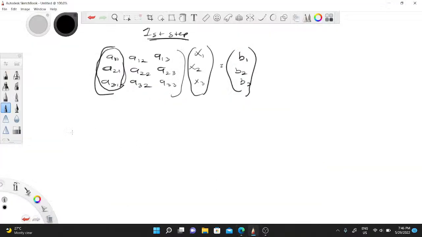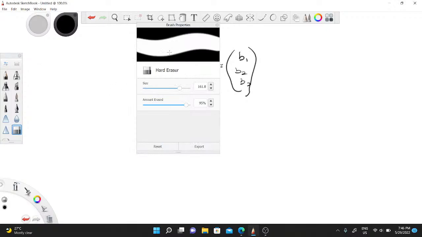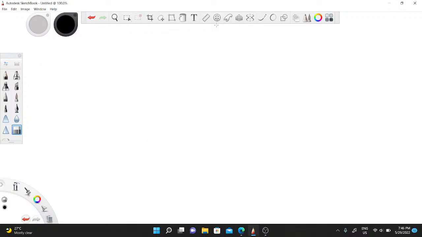Let me try and prove it here. Let me quickly write it for you. So A times X is equal to B. A is equal to LU. You can do this decomposition. You can decompose A into a lower triangular matrix and an upper triangular matrix. So you have LUX is equal to B.